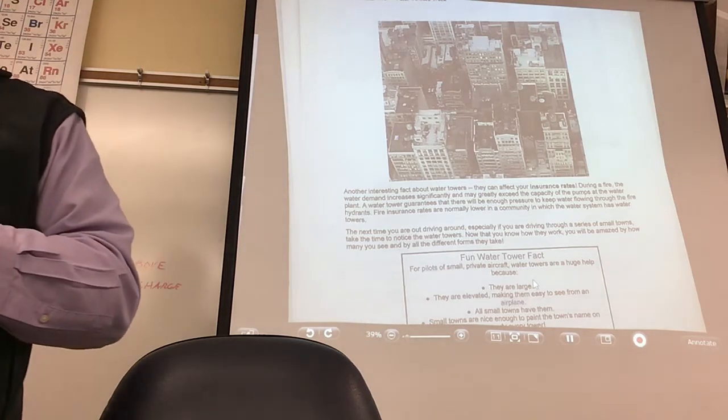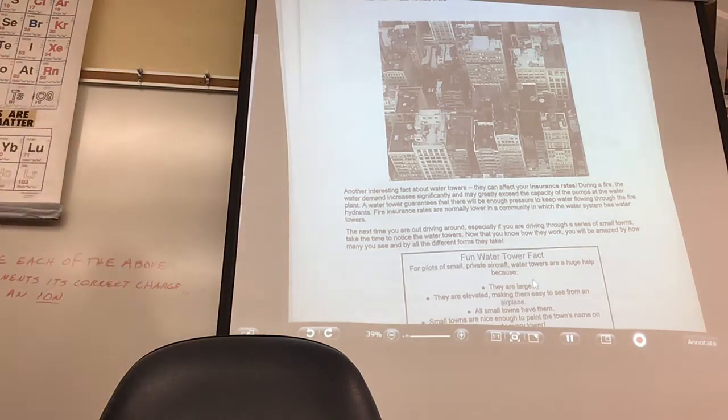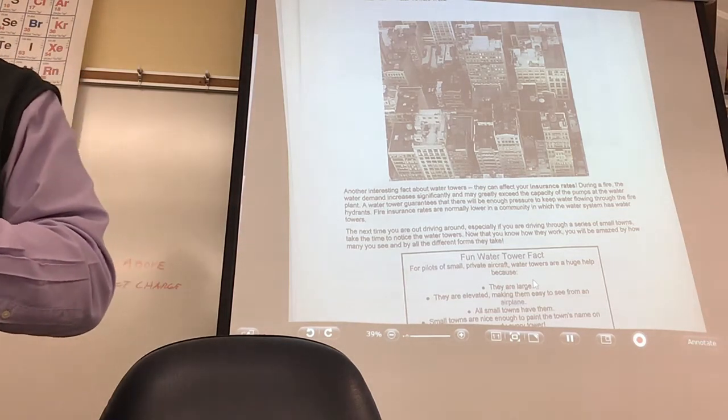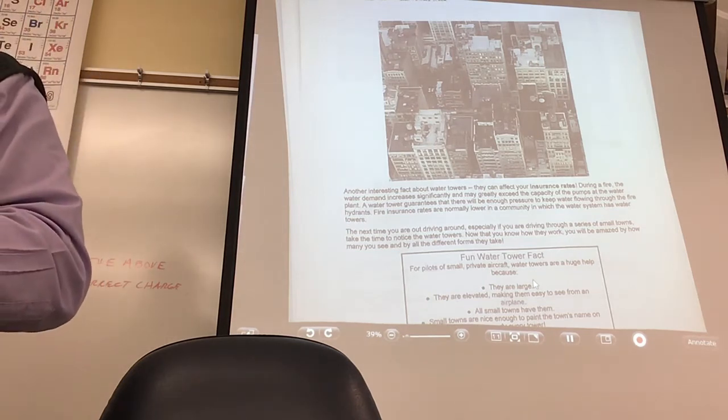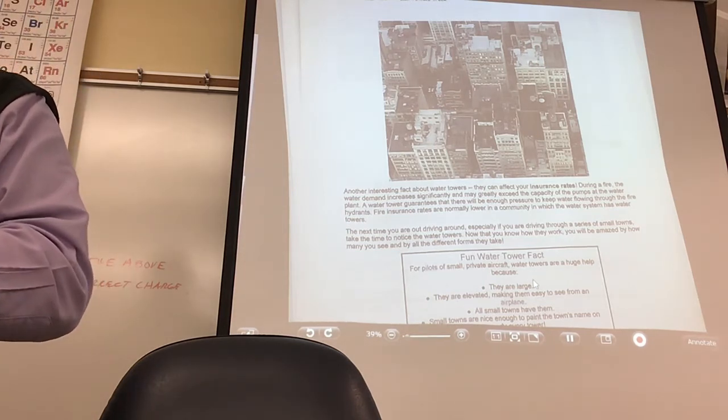So one thing they have to do, as far as that, they can use that for fire protection. And it also helps them with water. It's hard to pump water up a 20-story building. So we have to have some storage there.